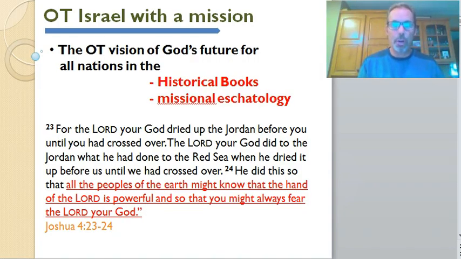So here's just one verse from the book of Joshua that speaks to that mission to the world. This is from Joshua chapter 4. God dried up the Jordan River, the people crossed over, and they went into the land. And then verse 24, God did this, and here's the mission part, so that all the peoples of the earth might know that the hand of the Lord is powerful, and so that you might always fear the Lord your God. God is giving the people of Israel the land so that all the earth might eventually know who God is.